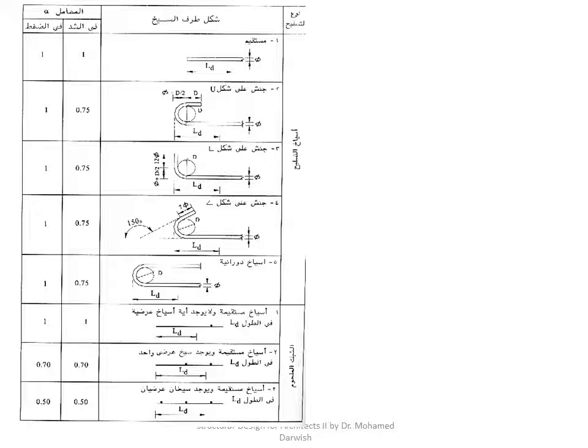This table will show us the factor alpha, and you will understand here why it changes. I mean, if you are having this type of end condition, whether this hook or this 90 degrees or this angle, whatever, all of these, if it is in tension, it's a factor of 1. However, if you don't have any of these conditions, if it is just left like that, okay, it's 0.7 or 0.5 depending on the case. So this is a very important issue to understand here.